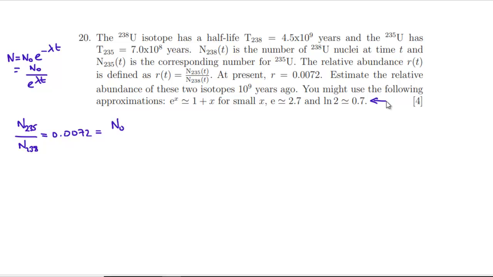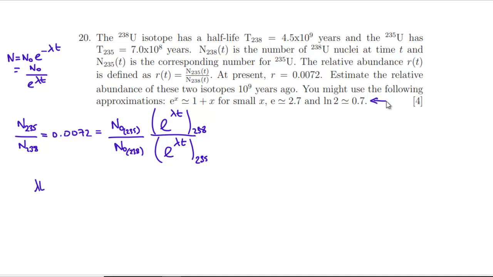So we will have n0 for 235 divided by n0 for 238, that's the thing that we're trying to work out, will be e to the lambda t for 238 divided by e to the lambda t for 235. Right, okay, so what have we got?